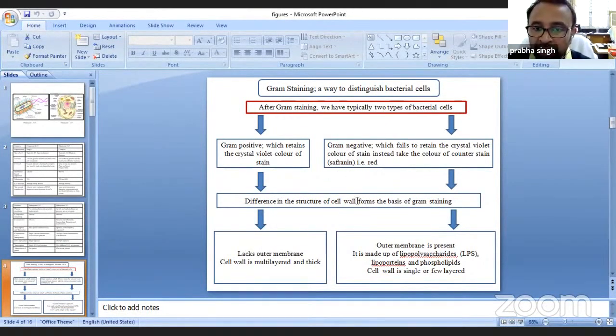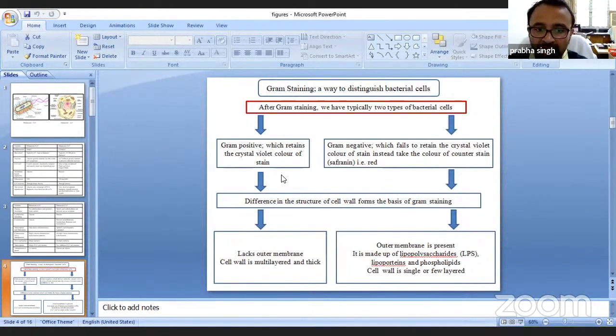So what is the basis of this Gram staining? That is the difference in the structure of the cell wall. In the case of prokaryotic system, we have the Gram negative bacteria and the Gram positive bacteria, right? Gram negative bacteria do not retain the Gram stain, while Gram positive bacteria retain the Gram stain, and the basis is the difference in their cell wall.